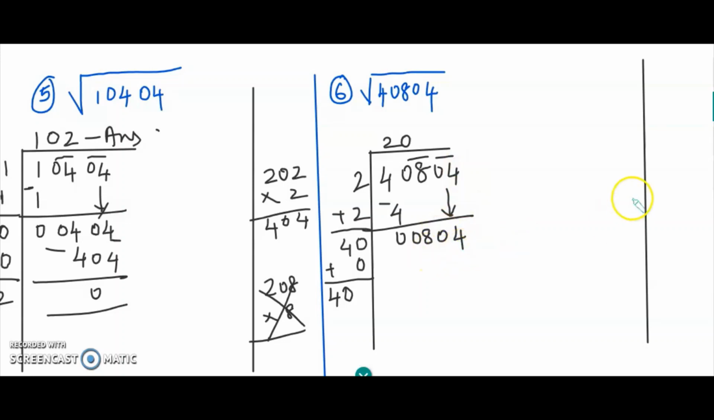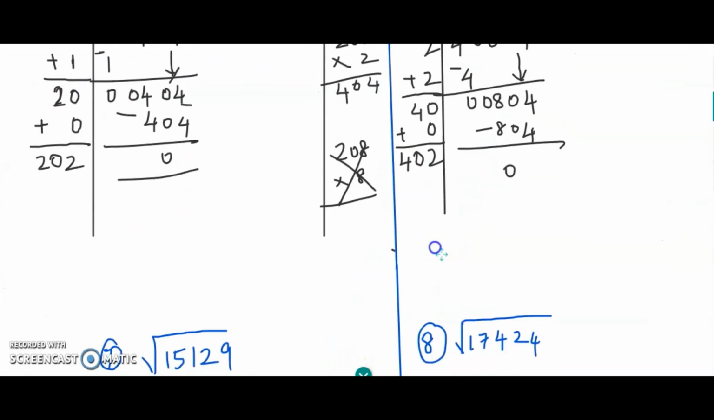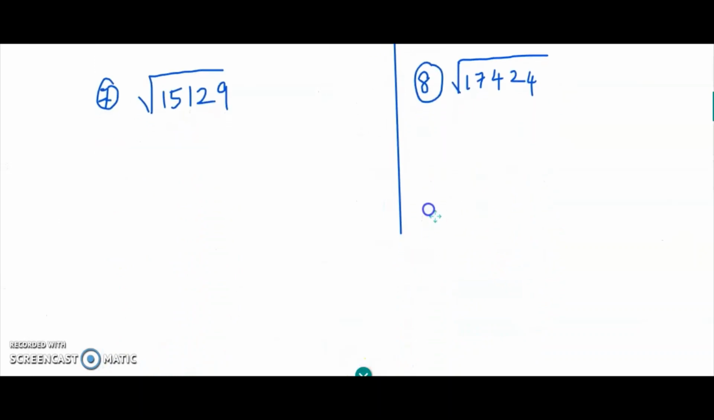Okay, clearly 802. So 402 multiplied by 2, or I need to do 408 multiplied by 8. Let's try this. So 408. I got it right. So 2, 2. So 804, subtraction 0. So my answer is 202. Correct? Okay, let's take the next 5-digit number.